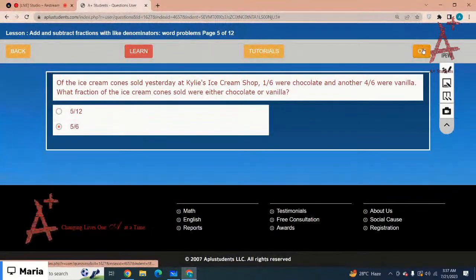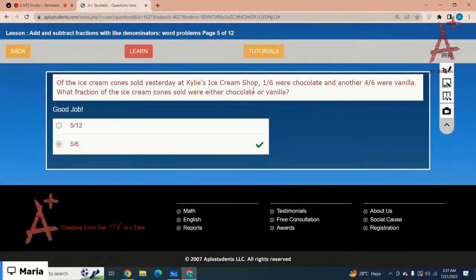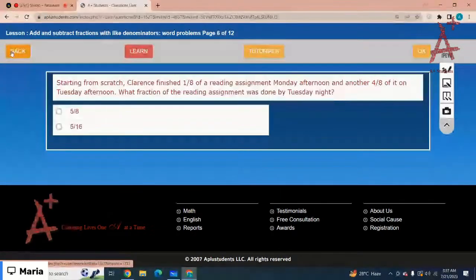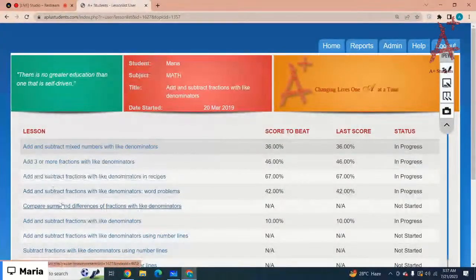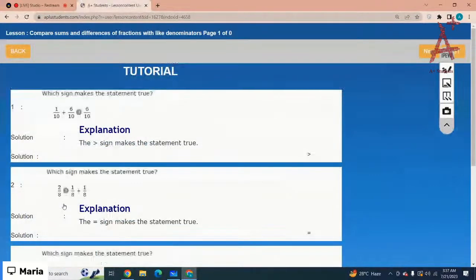Okay, you can complete the rest of the questions by yourself today. Let me just move on to the next lesson. And the next lesson is compare sums and differences of fractions with like denominators. Okay, you just have to compare them.